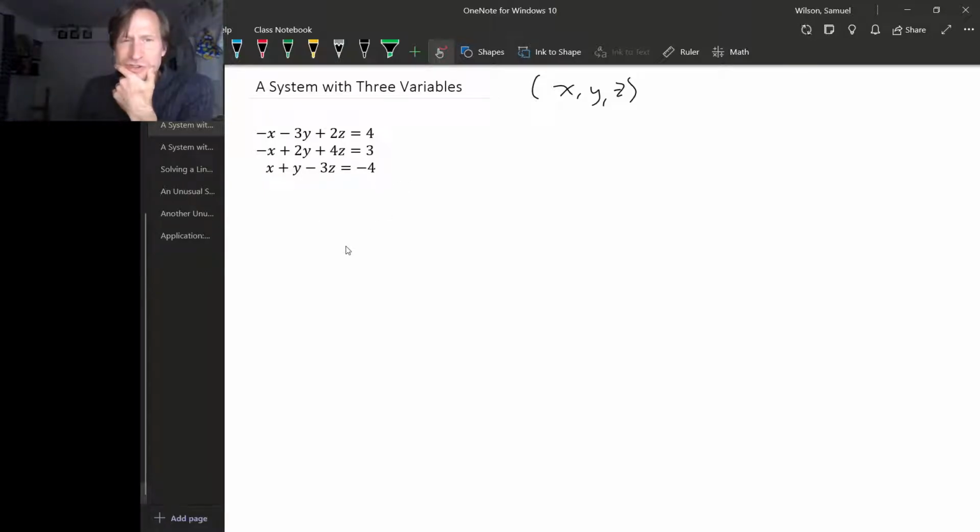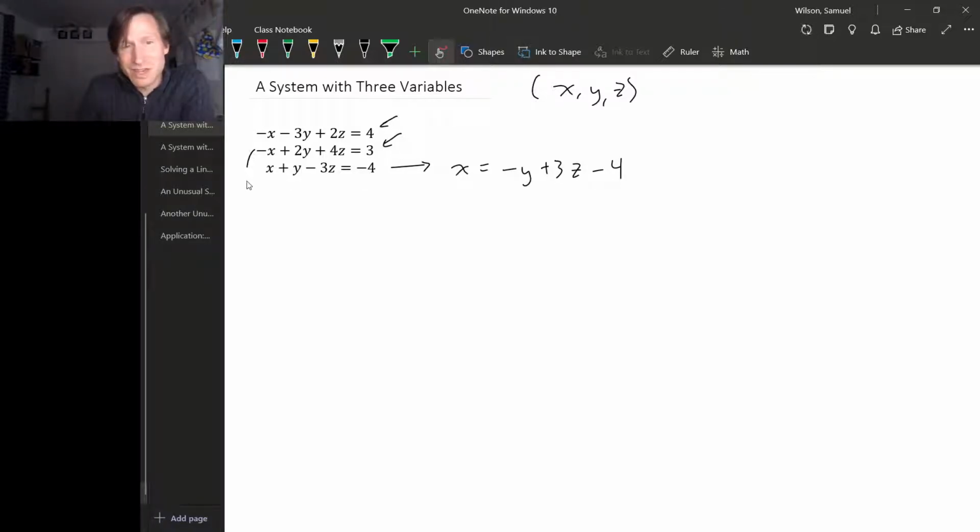So to do substitution, we need to solve one of these equations for one of the variables. Why don't we solve the third equation for x? That seems like a reasonable way to do it. So we're going to get x is minus y plus 3z minus 4. And now we need to plug that into the other equations, and we actually need to plug it into both other equations.